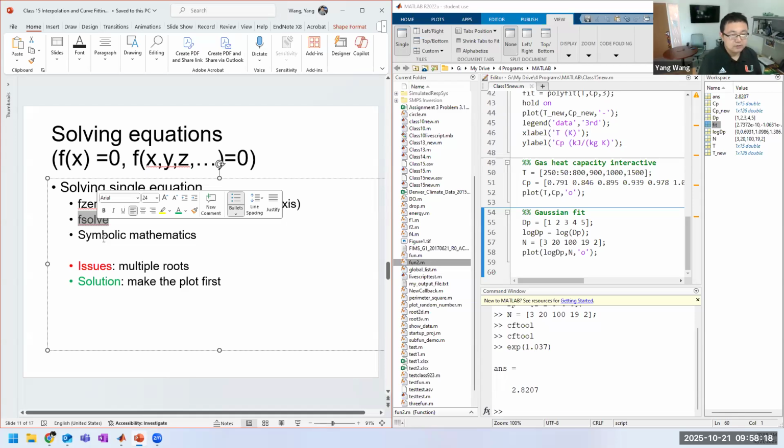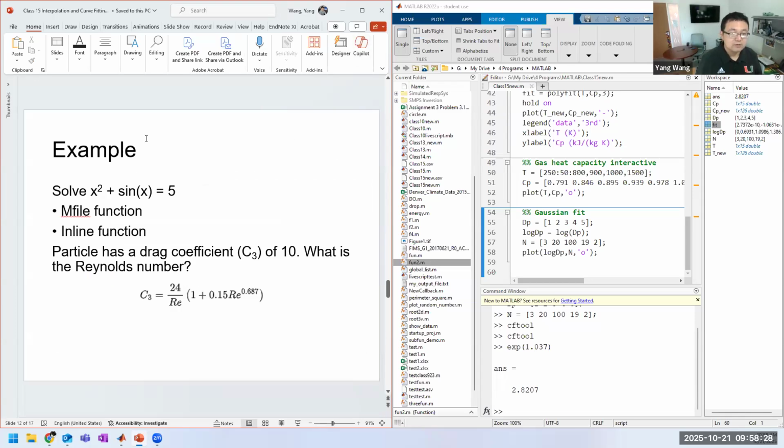Polynomial equation. If you have third order, then there could be 3 roots, right? So the solution for this issue is to make the plot first to find out your appropriate root. Okay, so this is an example. Let's say that we're trying to solve for x squared plus sine x equals 5, right?